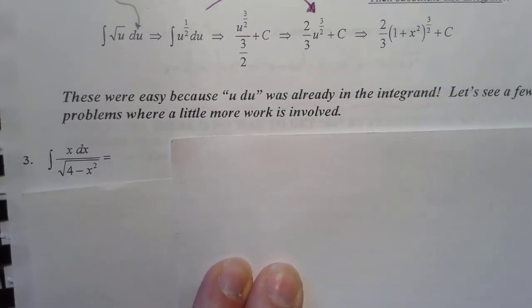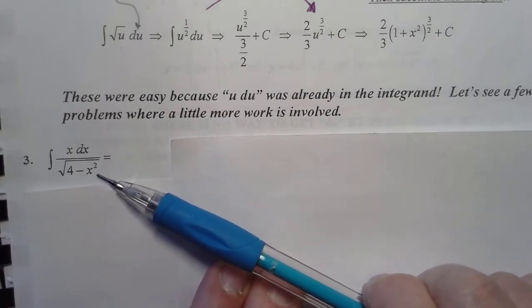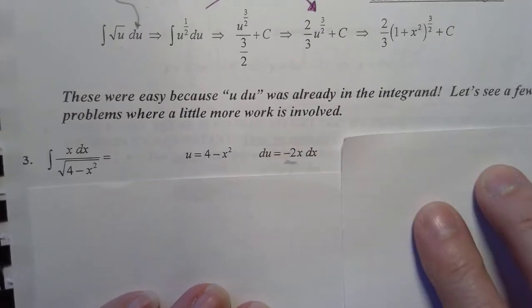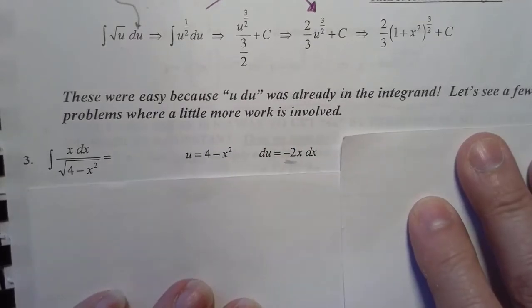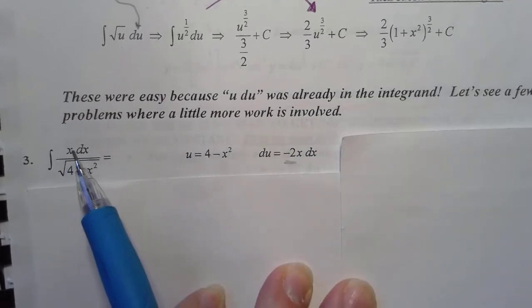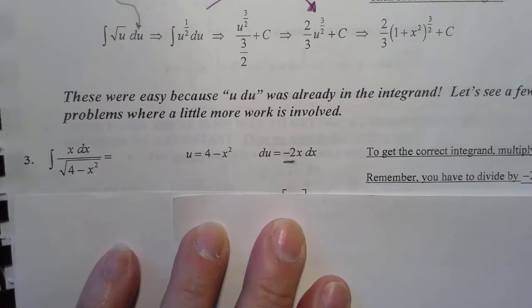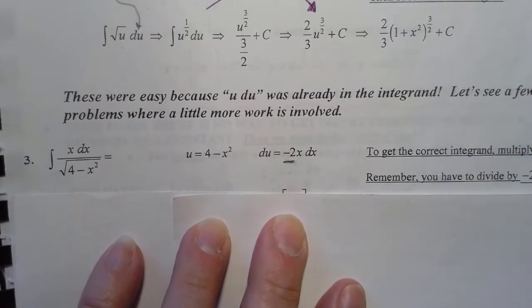All right, we've got to pick the most complicated part for the location of our u. So our u is going to be 4 minus x squared, what is underneath the radical. While we're there, let's go ahead and find du, which would be negative 2x dx. Okay, and you will notice we have the x dx part, we don't have the negative 2. How do we get that negative 2? So to get our correct integrand, we're going to multiply by negative 2, but we can't just arbitrarily do that. We also have to divide by it.